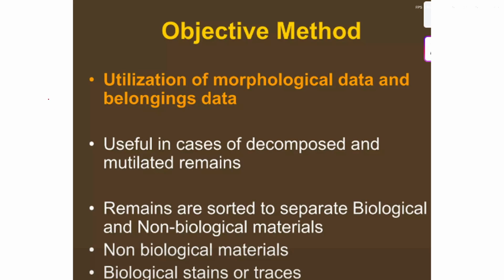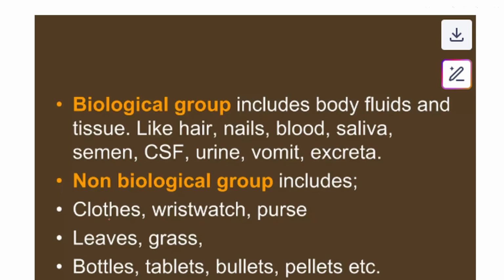Now, objectives are those things which are being used by that person. So it might be biological and non-biological. All right. Non-biological would be the materials like clothes, wristwatch, purse, leaves, grass, bottles, anything that is non-biological and considered to be an object will be the objective method for identification. And biologically will be the body fluids, tissue, hair, nail, saliva, semen, CSF, urine, and vomit.